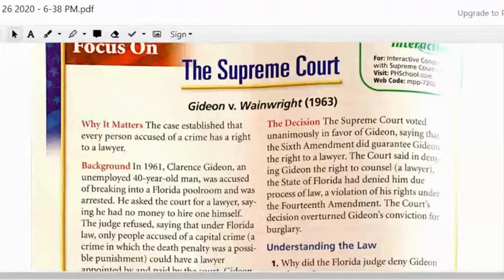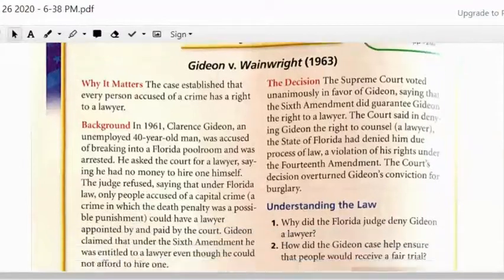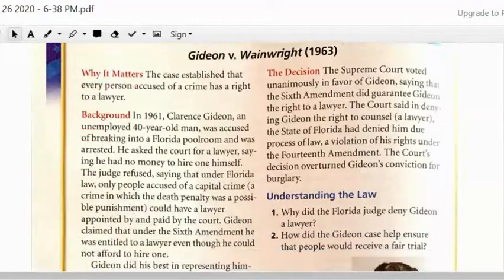In 1961, Clarence Gideon, an unemployed 40-year-old man, was accused of breaking into a Florida pool room and was arrested. He asked the court for a lawyer, saying he had no money to hire one himself. The judge refused, saying that under Florida law, only people accused of a capital crime, a crime in which the death penalty was possible, could have a lawyer appointed by and paid by the court.